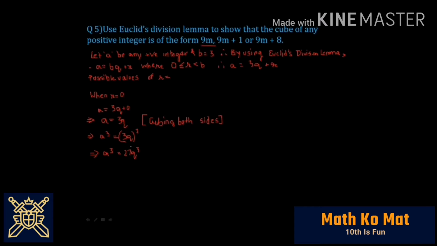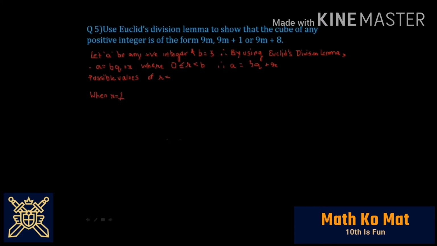As you can see in the question, we have to express everything in the form of 9. Therefore, a cube will be 9 as common into 3q cube. And we can express 3q cube as m. Therefore, a cube would be equal to 9m. And we have proved for the first part that it is of the form 9m. Therefore, we'll be checking for the next value.